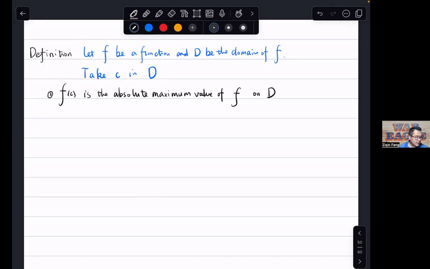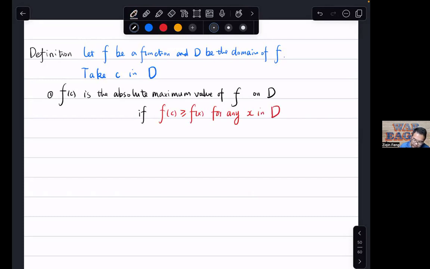Now, what's the meaning of that? That means for any other function value, the other value is always smaller, which means f of c is greater or equal to f of x for any x inside D, right? So no matter which other x value you choose, f of x is smaller or equal to f of c.